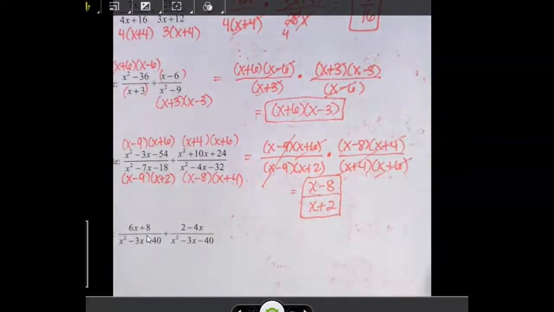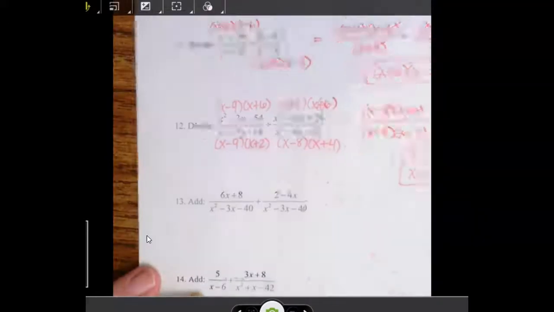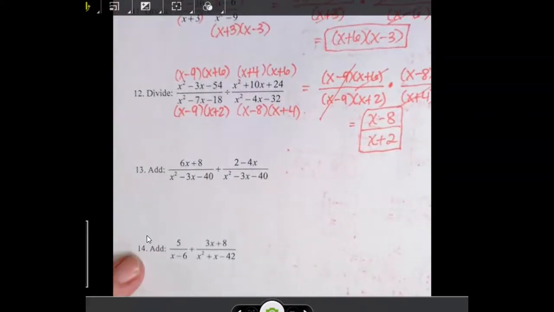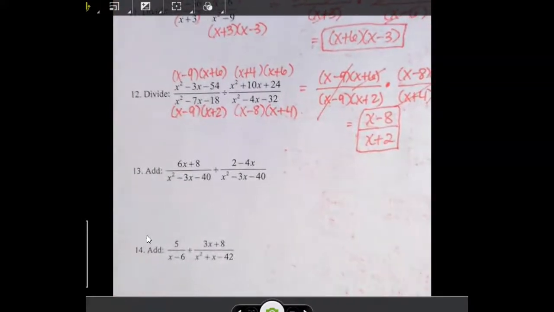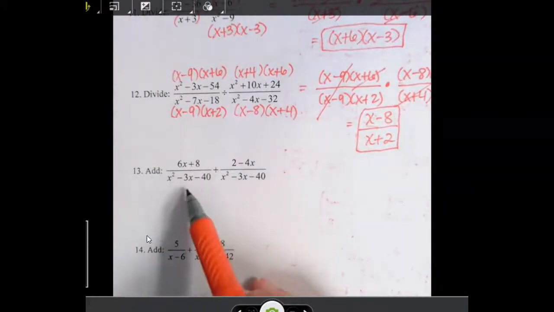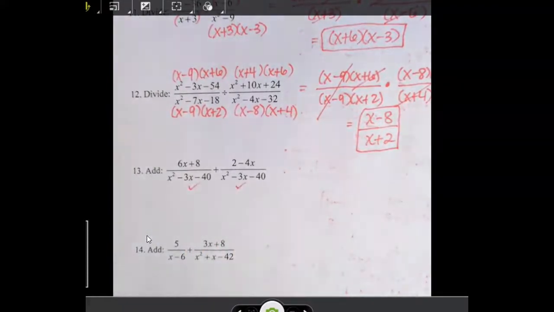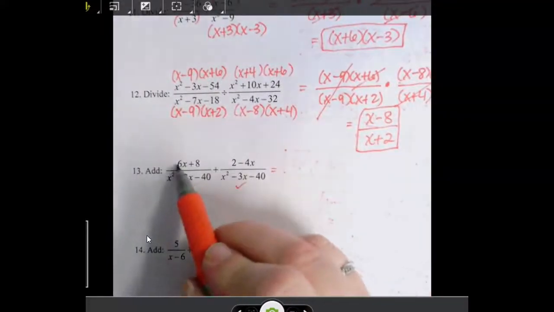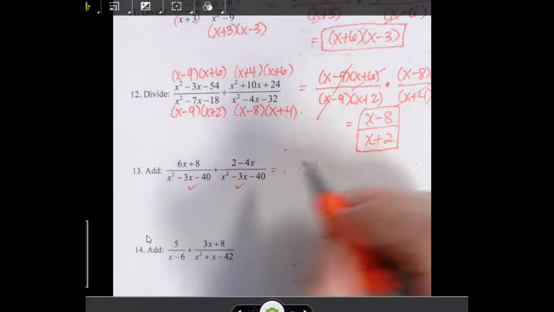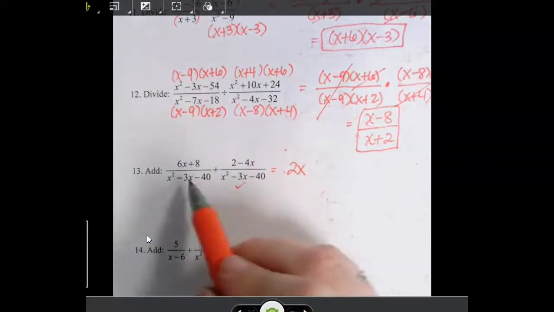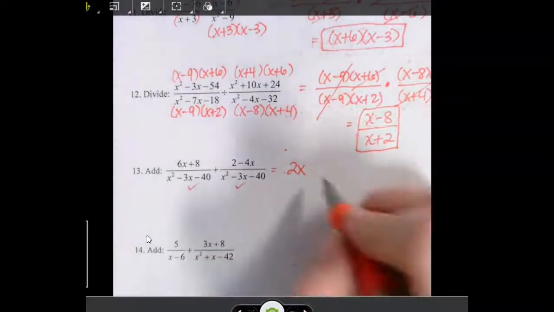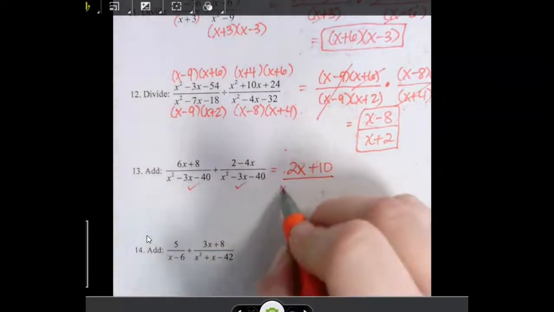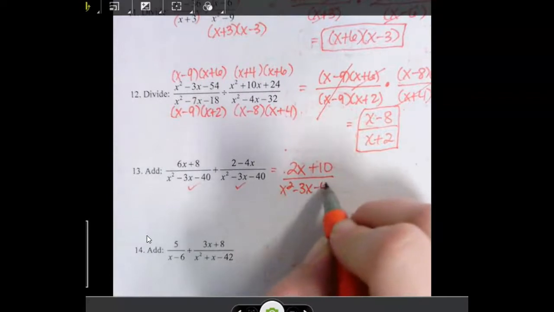Okay, so the last things we looked at were adding and subtracting rational expressions. Remember, in order to add or subtract, they need common denominators. In this problem, it's asking us to add. The denominators already match, which means we are ready to combine like terms in the numerator. So 6x minus 4x is going to be 2x, and then 8 plus 2 is 10. So I have 2x plus 10 over my denominator.